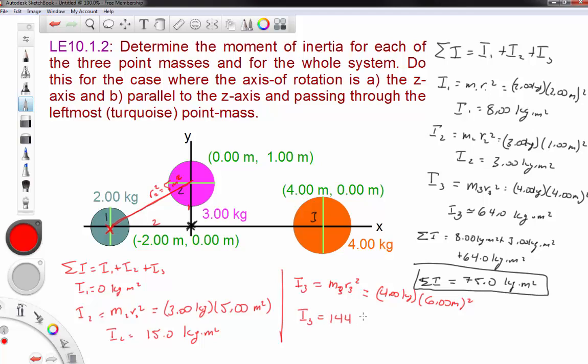So the total moment of inertia is going to be 15 plus 0 plus 144. And by my math, that makes 159 kilogram meters squared. So actually, a little over twice as much as if you took this to be your axis of rotation.